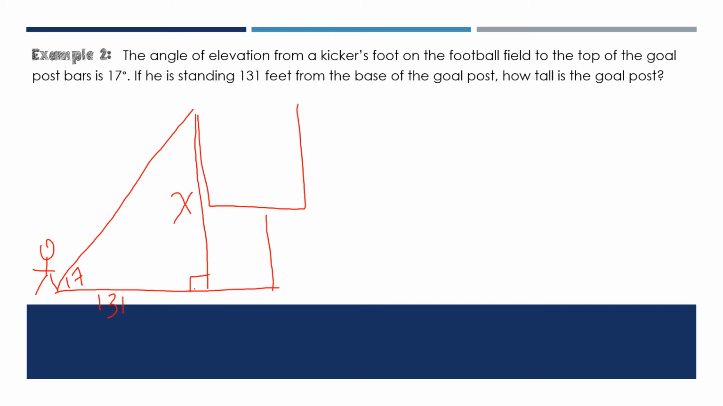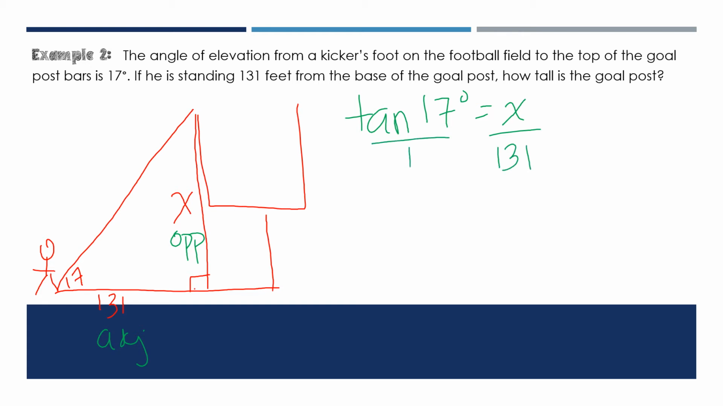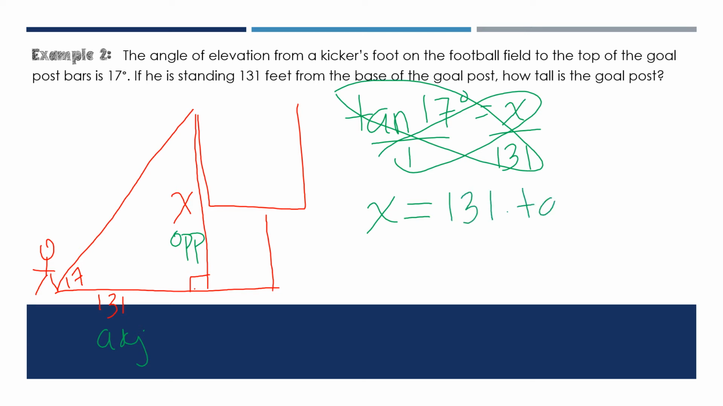x is our opposite leg, and the 131 is our adjacent leg, so we are going to be using tangent. We know the angle, so tangent of 17 degrees equals opposite x over adjacent 131. Create a proportion and cross multiply. x times 1 is just x equals tangent 17 times 131. We're going to do 131 times tangent 17, and we'll go straight to our calculator because x is already isolated.